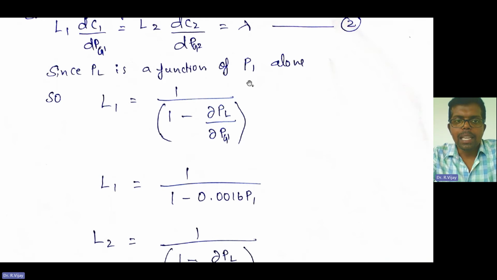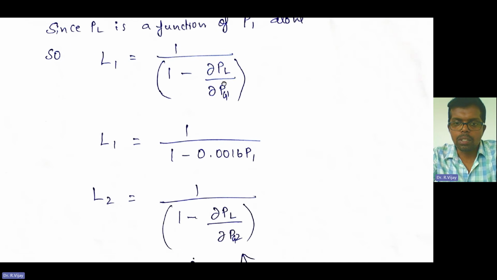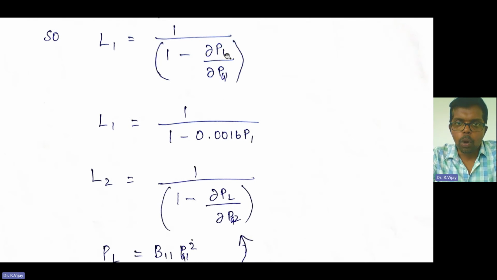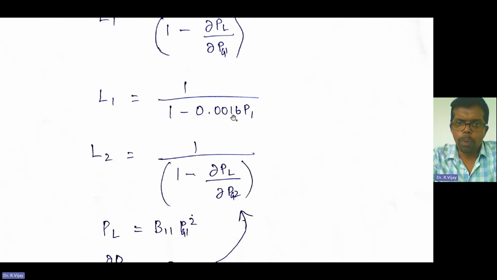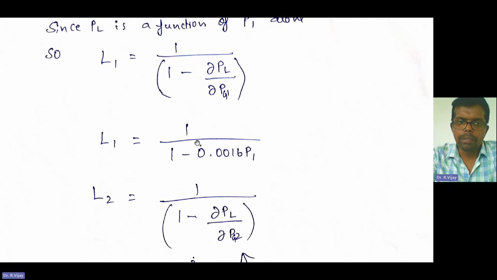Since PL is a function of PG1, L1 is equal to 1 divided by 1 minus dou PL divided by dou PG1. So the loss is also taken here. The loss formula we already know, that is dou PL divided by dou PG1 is 0.0016 into P1.